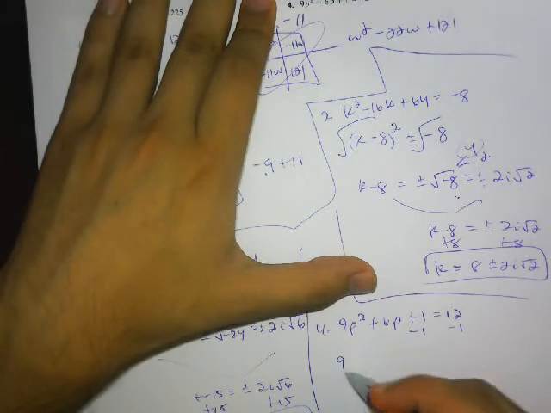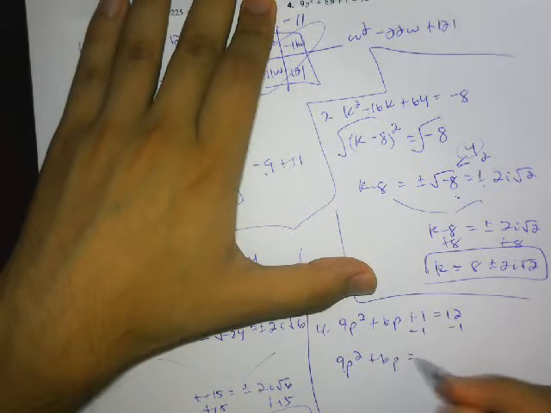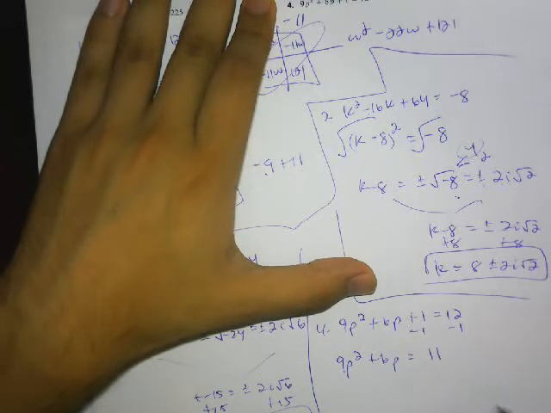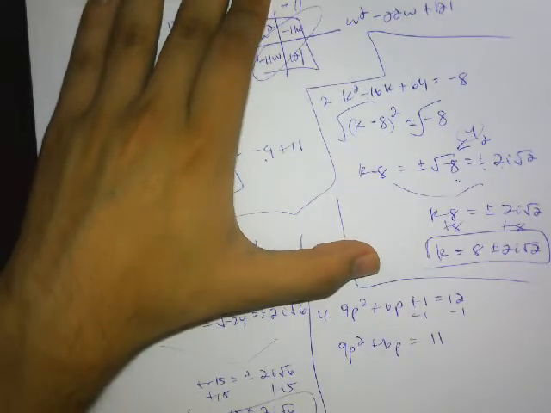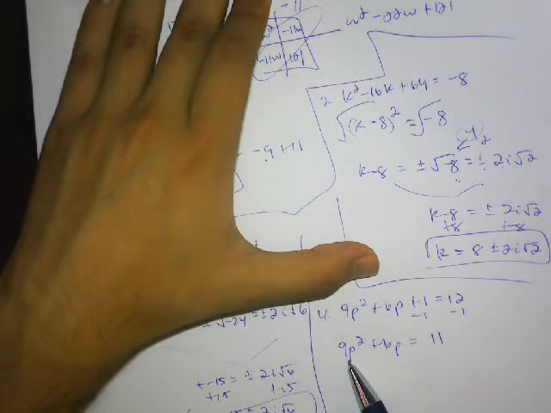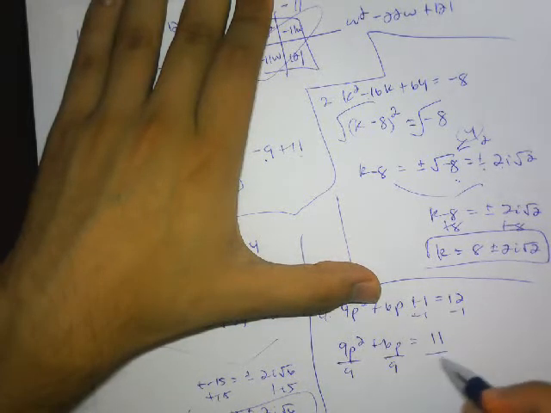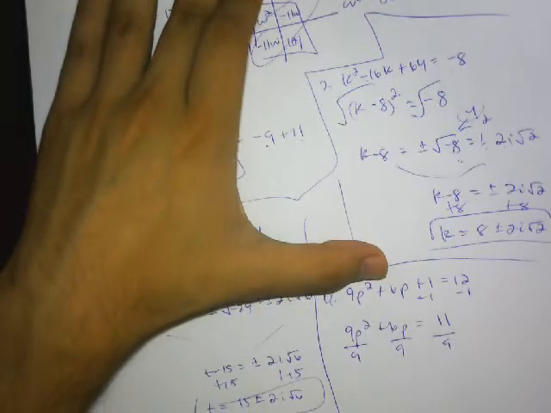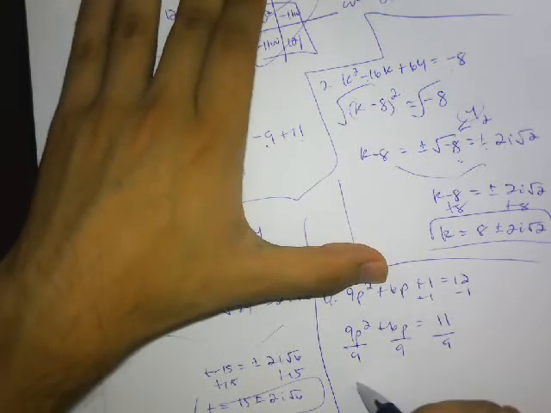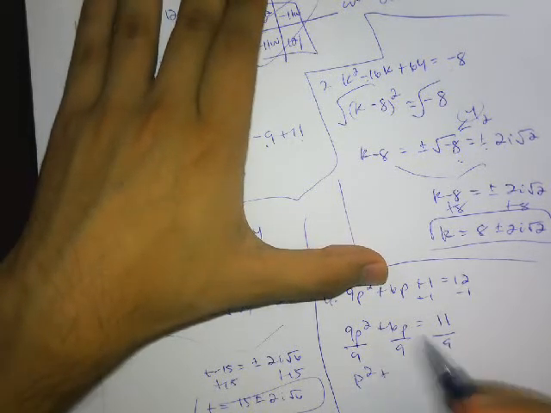I am going to divide out the 9, so divide by 9, divide by 9, divide by 9. Everything is divided by 9. So we have p squared plus 6 over 9 reduces to 2/3 p is equal to, and then 11 over 9 stays 11 over 9.